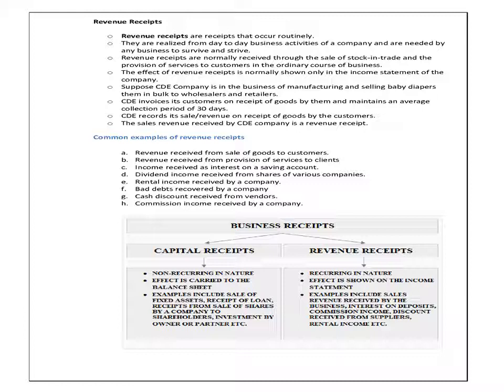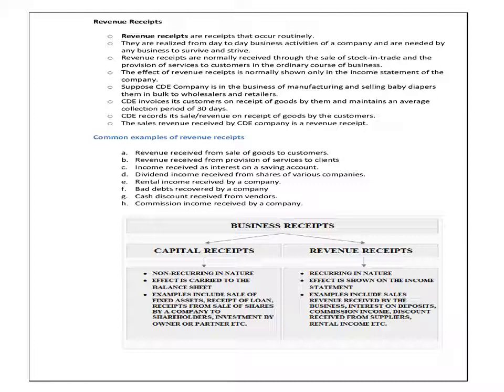So it is important for you to understand the difference between capital and revenue receipt. I have also given you the difference between the two. Capital and revenue receipt, what are the differences? Capital receipt is non-recurring in nature. That is, it occurs only occasionally. What is the meaning of non-recurring? Non-recurring means they do not happen on a daily basis. But a revenue receipt is recurring in nature. That is, it will take place as a day-to-day business activity.